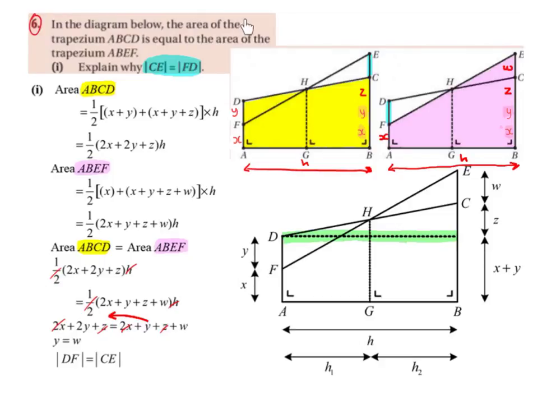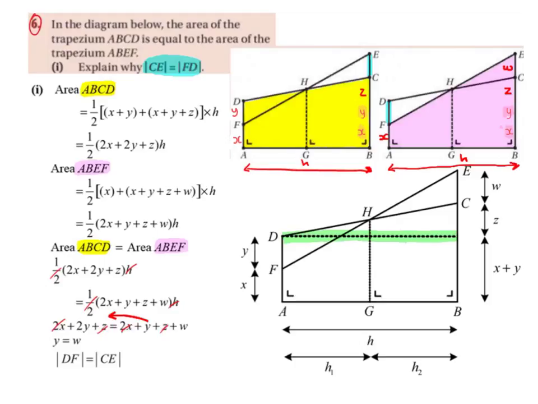In the diagram below, the area of the trapezium ABCD, the yellow trapezium, is equal to the area of the trapezium ABEF, the pink trapezium. Explain why the length of CE is equal to the length of FD.